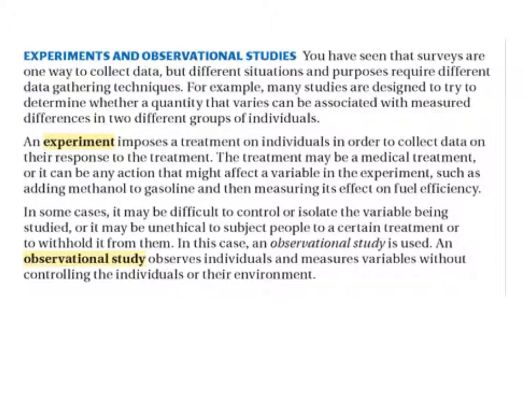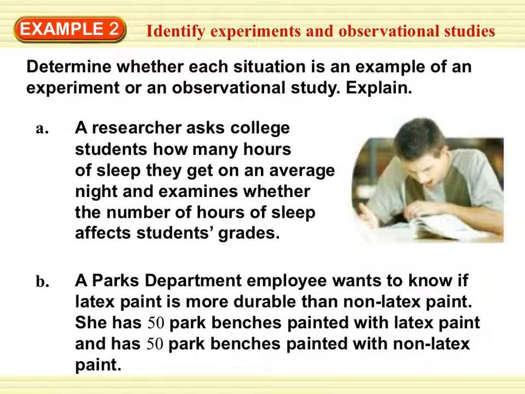In this case, an observational study is used. An observational study observes individuals and measures variables without controlling the individuals or their environment. So let's determine whether each situation is an example of an experiment or an observational study, and then explain.